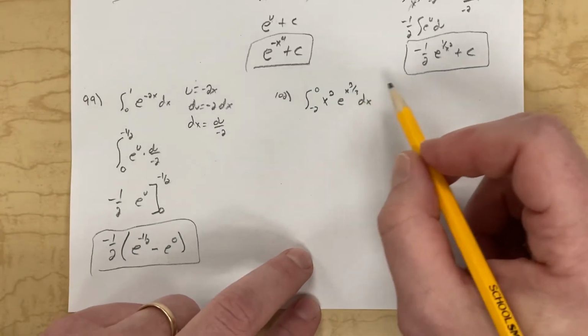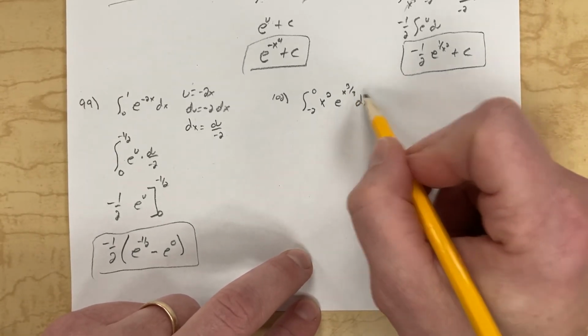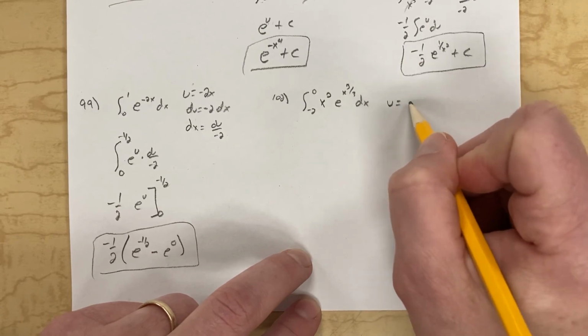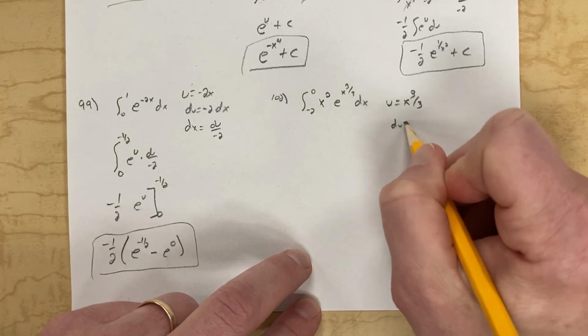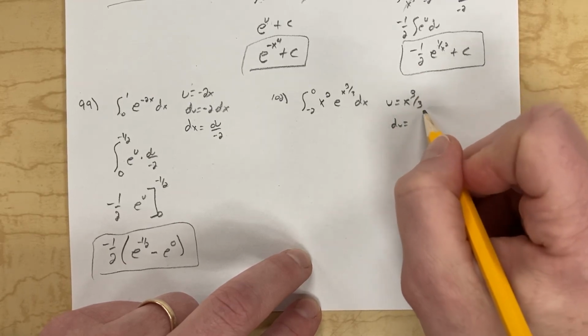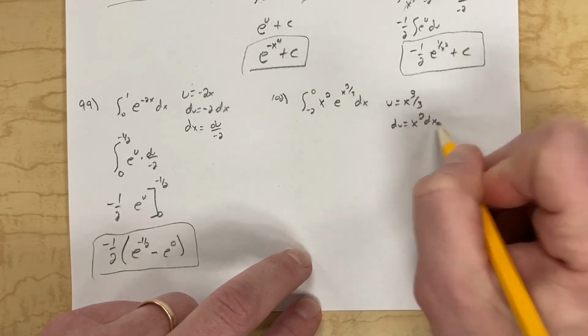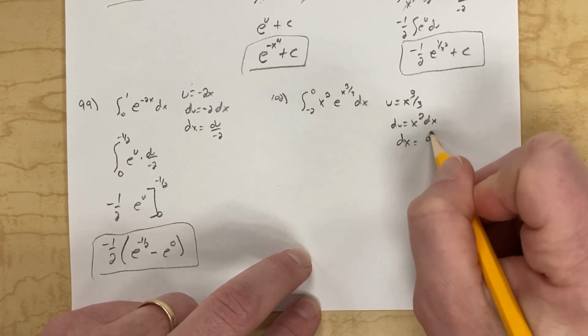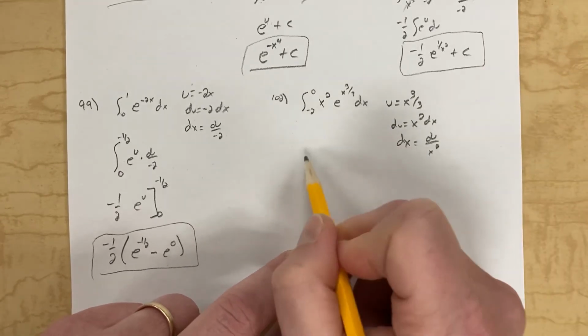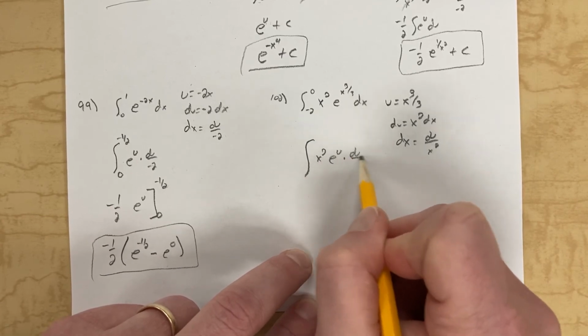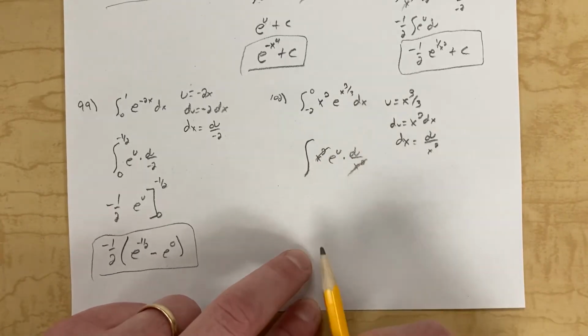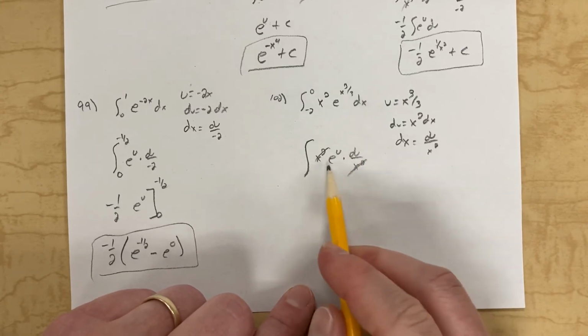So similar idea here. I've got e to the x cubed over 3. We're going to do a u sub. Let's let x cubed over 3 be the u. So du will be 3x squared over 3, so x squared dx. So dx will be du over x squared. So come back over here. We've got x squared e to the u times du over x squared. The x squareds are going to drop. So this is going to be good, but let's stay in u.